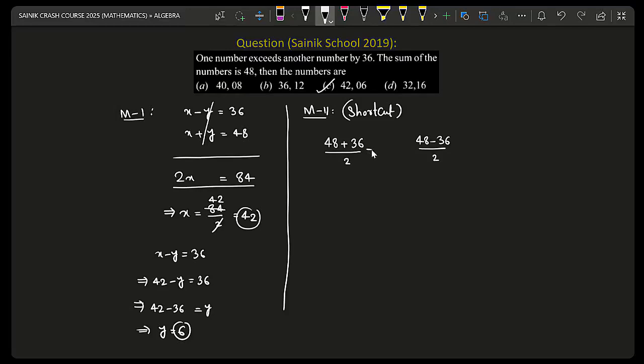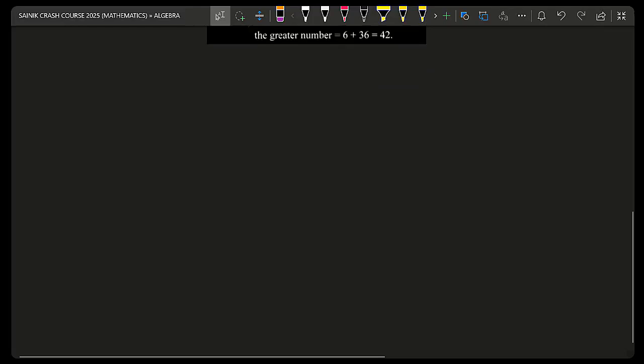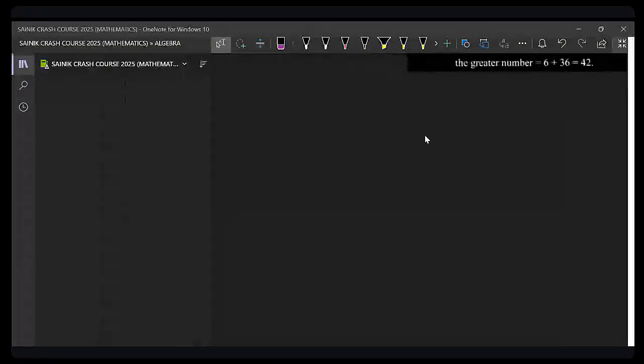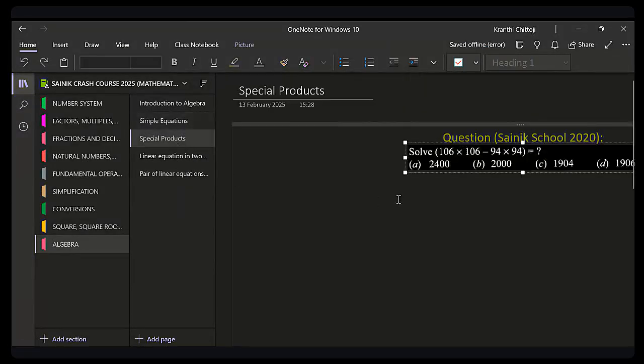So 48 plus 36 is 84, and by 2 is 42. 48 minus 36 is 12. 12 by 2 is 6. So like this we can do. Half of the sum and half of the difference will be the required numbers. So this is about simple equations. And now some special products we discussed.